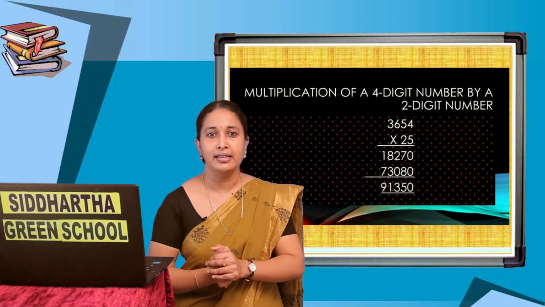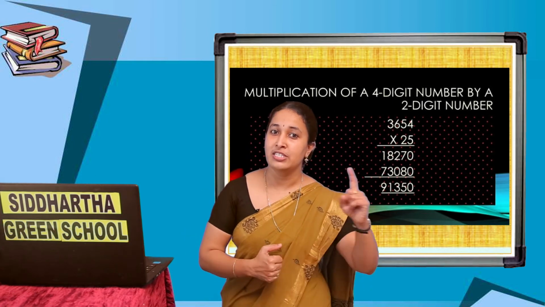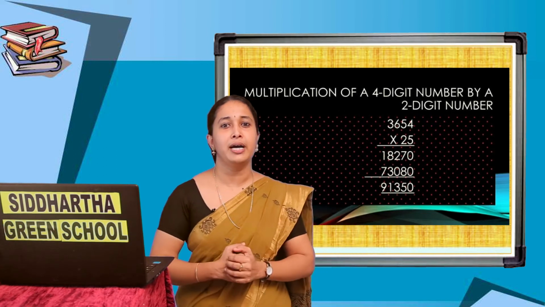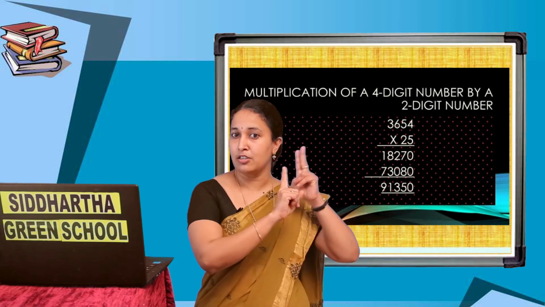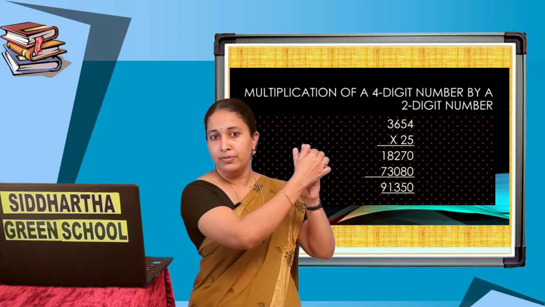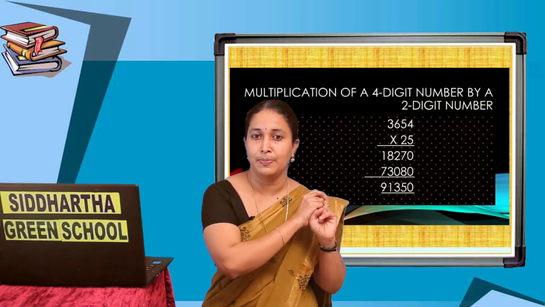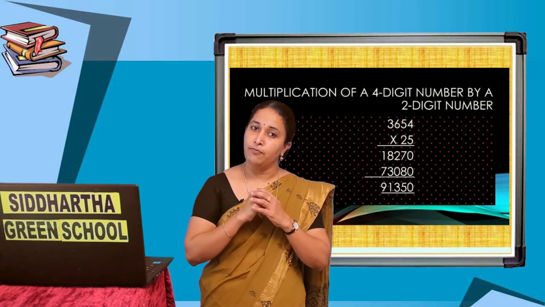So multiplying 3654 by 25. First step is what? Multiply 3654 by 5. 5 ones. Because 25 consists of 2 digits, 5 in the ones place and 2 in the tens place. So first we have to multiply the number by 5, because 5 is in the ones place.